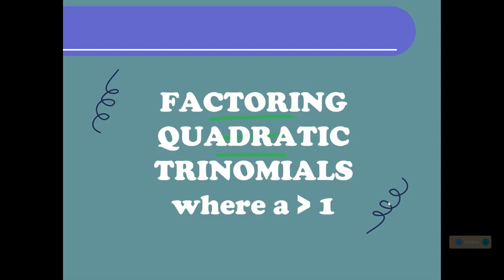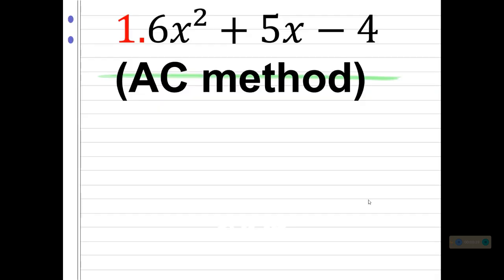So this is all about factoring quadratic trinomials where a is greater than 1. In the previous video that you have watched, all the values of a were equal to 1. So this time, we are going to have a greater than 1. We have two methods in solving quadratic trinomials where a is greater than 1. Let us have the first method, using the AC method.